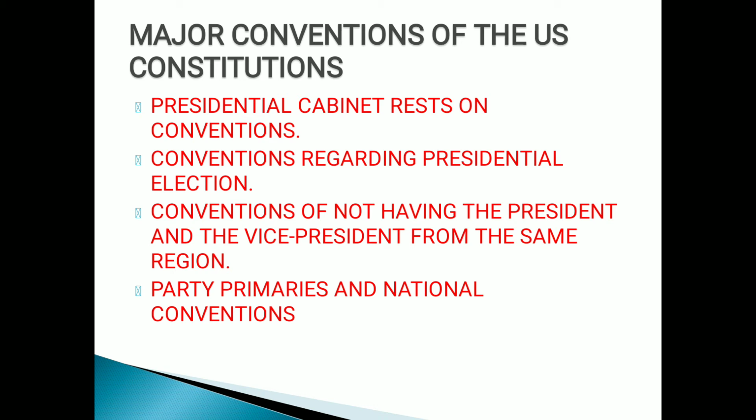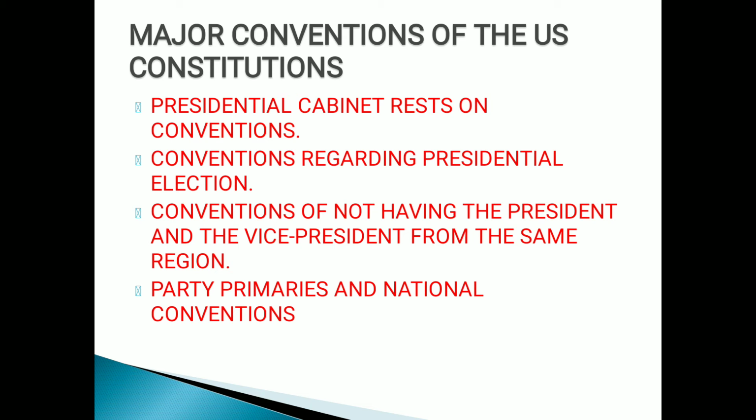So the very first thing, the presidential cabinet rests on convention. It means, children, the Constitution nowhere mentions the presidential cabinet. It simply states that in the running of the US administration, the president can consult the heads of the executive departments. This provision has been the basis for the origin and development of the presidential cabinet. Initially, the president started seeking the advice of heads of the executive departments individually, but this practice was abandoned as it created a problem of coordination and resulted in delays in decision making. The president then started consulting the executive heads collectively.